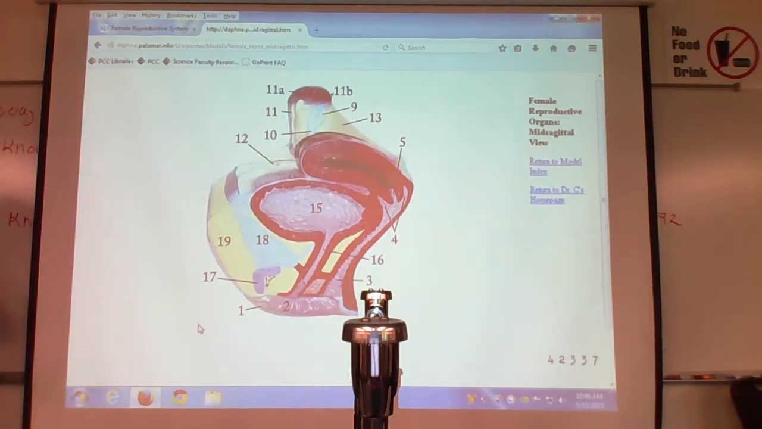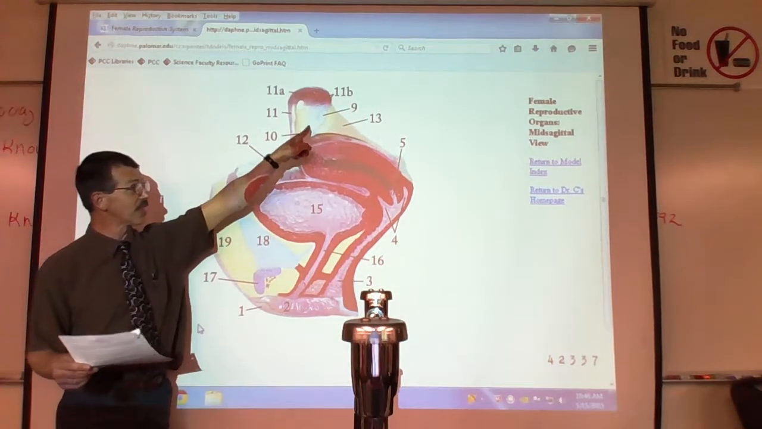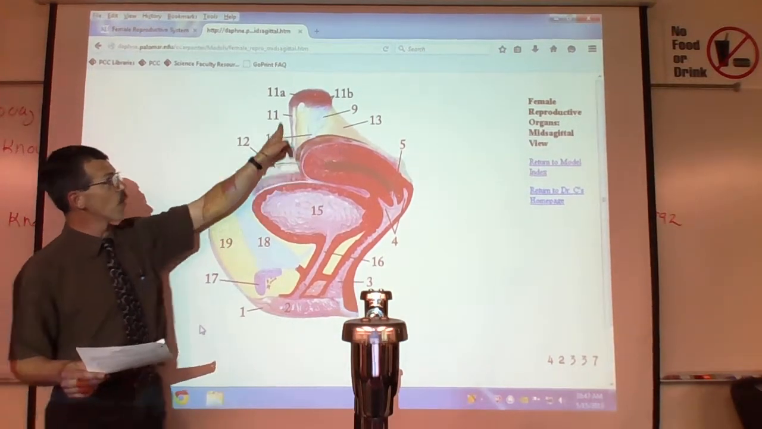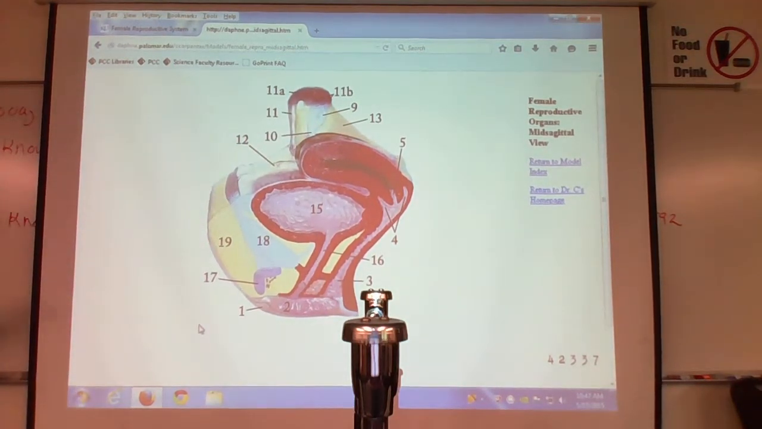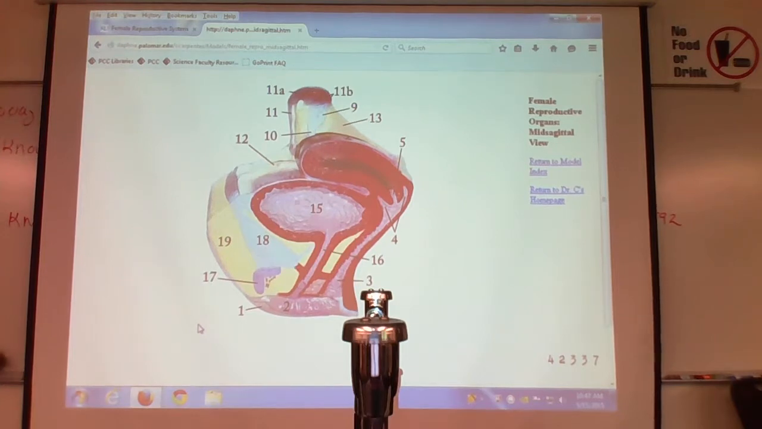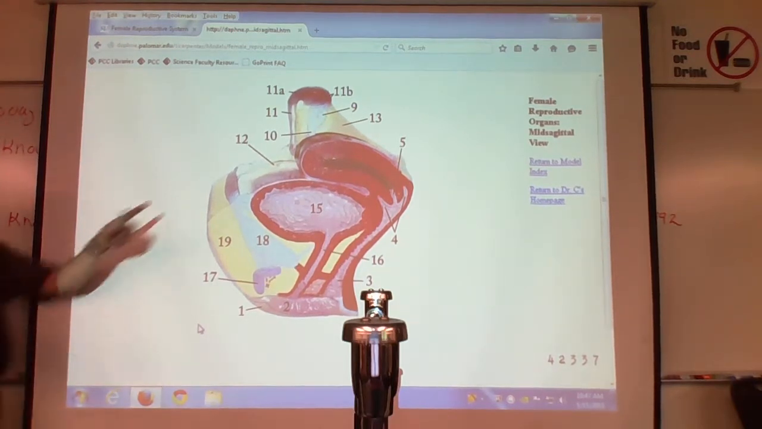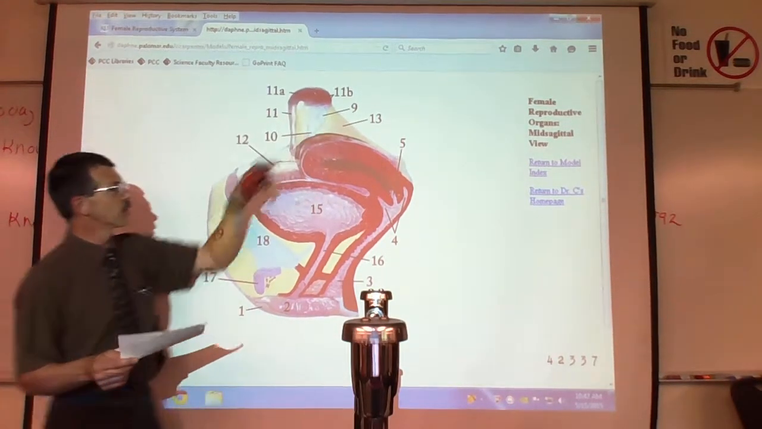So many students confuse 10 and 11. On the model, see if it's going between the ovary and uterus, that's the ligament. If it goes around the ovary and around, that's the fallopian tube. But they're right next to each other on the model, so be cautious of those two. Fallopian tube goes around. Oh, okay, gotcha. Right, that's it.